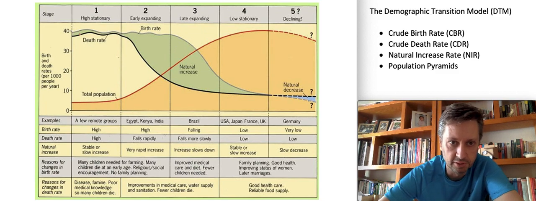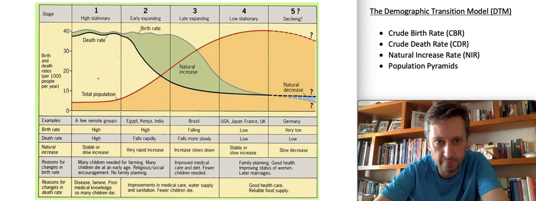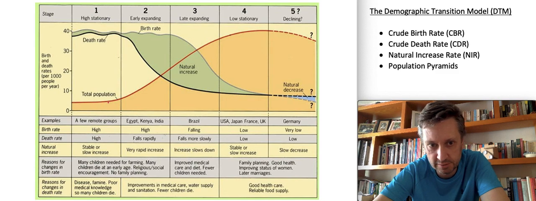So it's very straightforward. We say that if a country is in stage 1, here, this is stage 1 between these 2 lines. Stage 1 of the DTM is a country with a very high birth rate and a very high death rate. The difference between them is very small, so therefore the natural increase rate is, that says total population here, but I'll refer to it as natural increase rate. The natural increase rate is low.